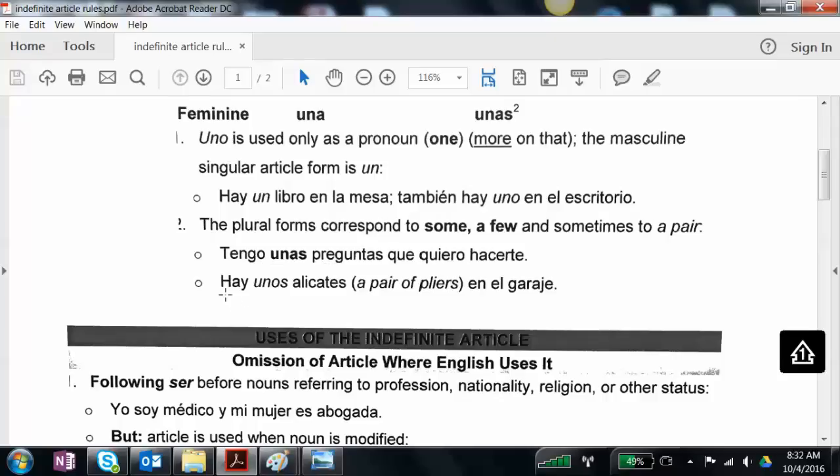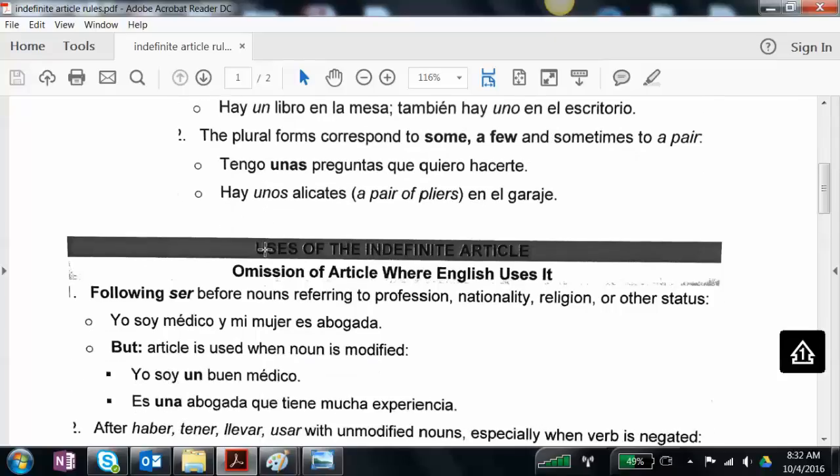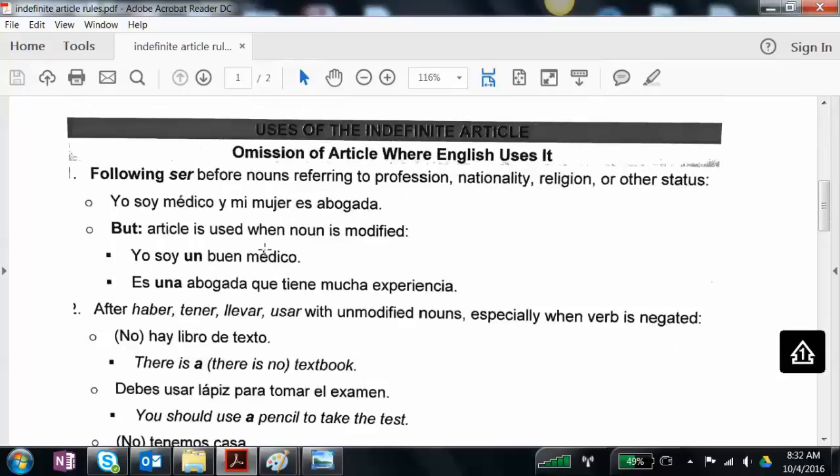Hay unos alicates en el garaje, okay? When do we leave it out? This is what I really wanted to focus on, because you've got some activities where you're going to have to choose whether to use the indefinite article or leave it out completely.